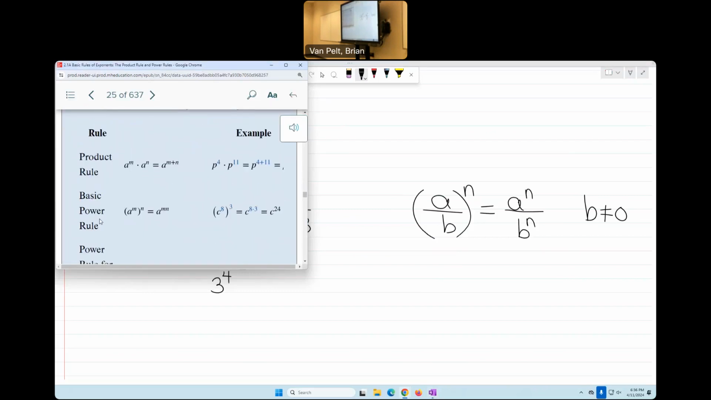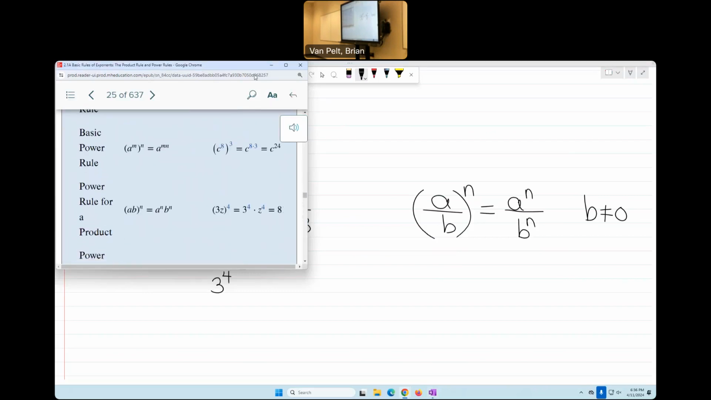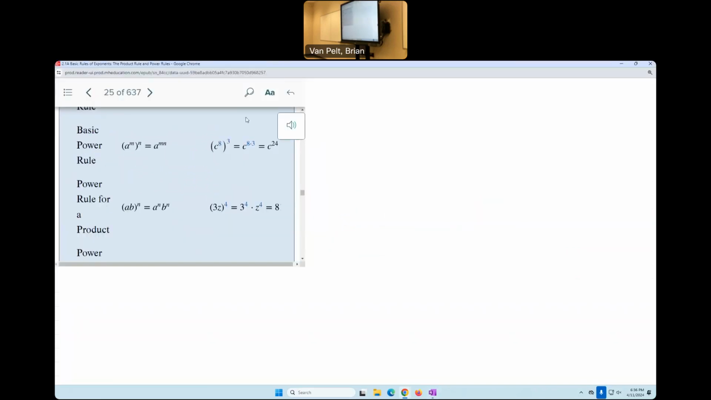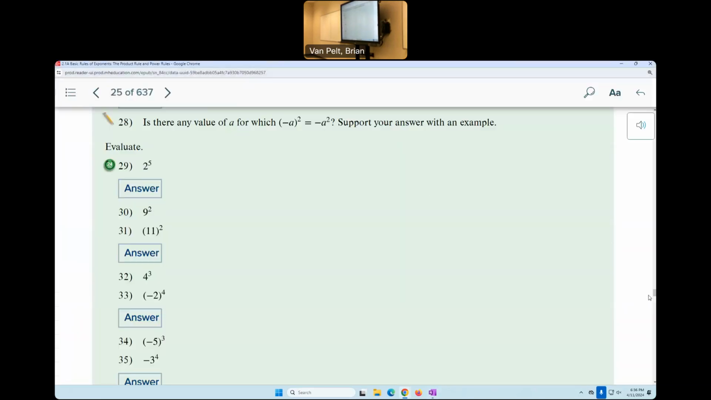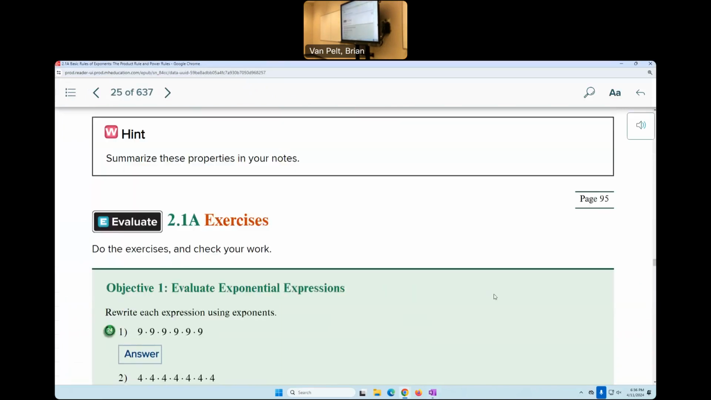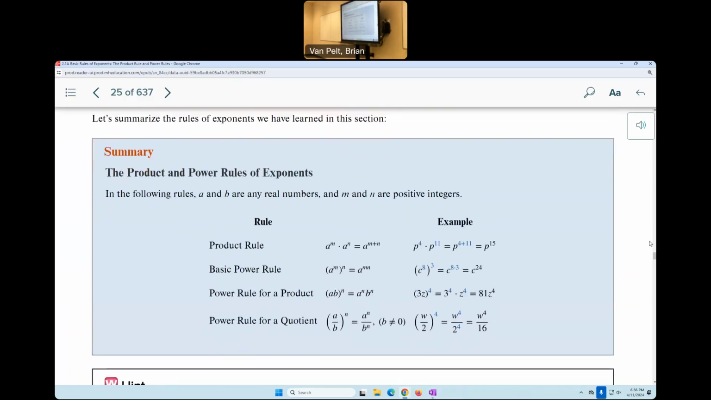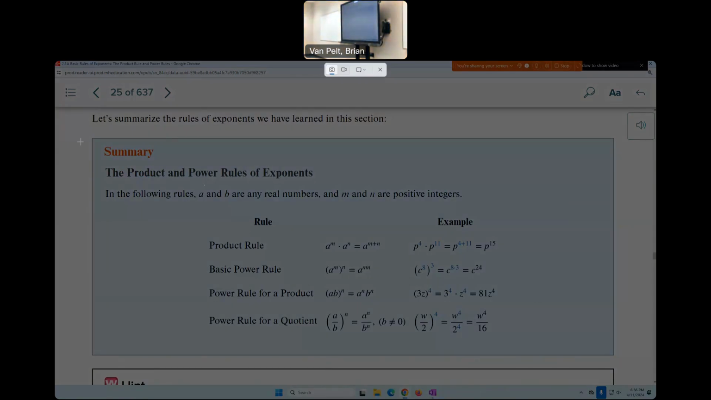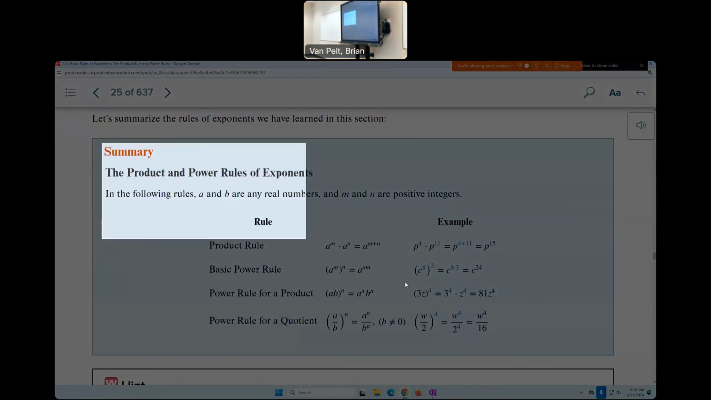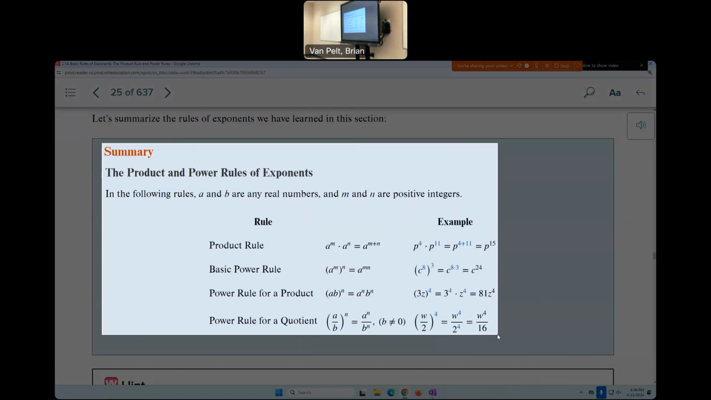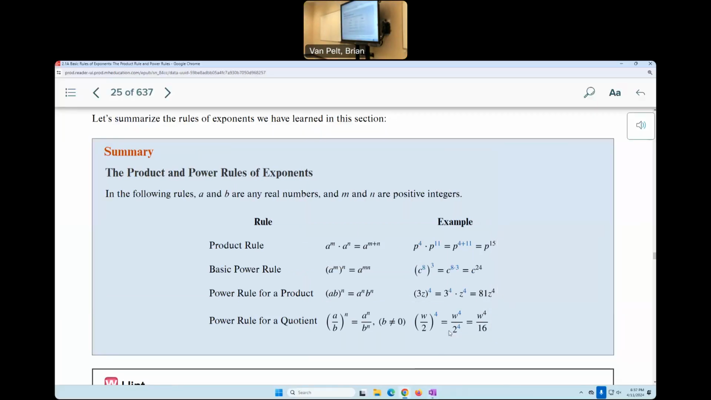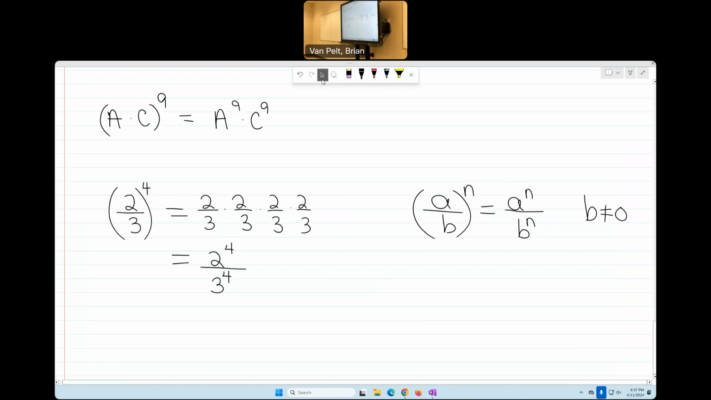So there's a page with all your power rules. You want me to put them up? I'll put them up. I'll tell you what, let's put them up in your notes. There they are. Let's put them all up with an example and the rules themselves. Are you guys familiar with most of the properties that I've put up here, or is this new to you?